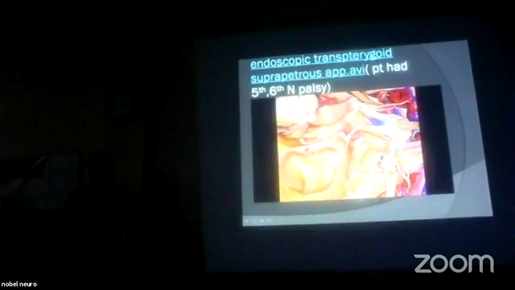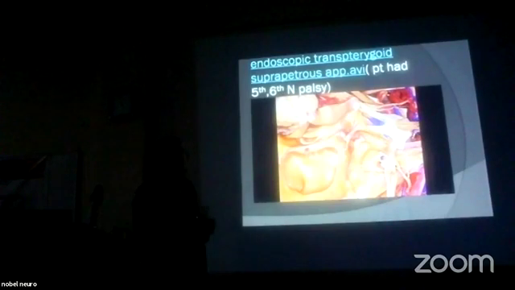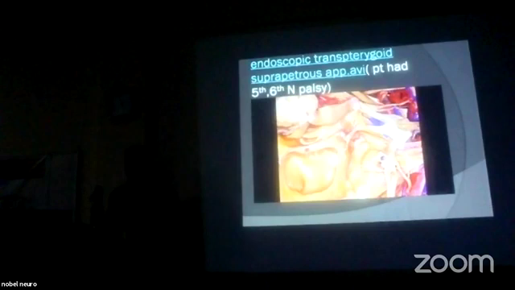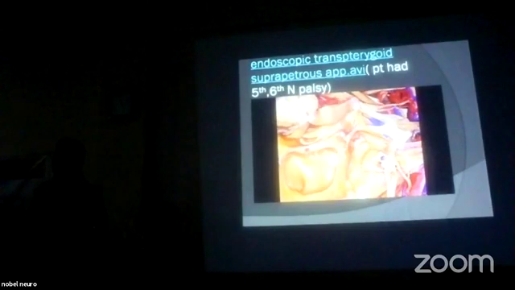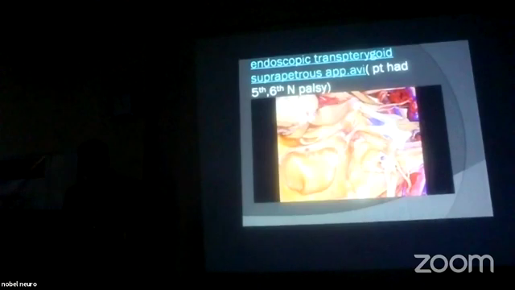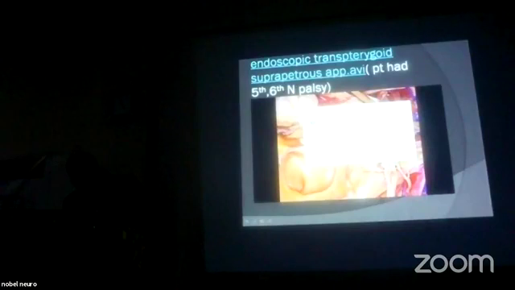So this 8-year-old child had complaints of recurrent 5th and 6th nerve palsies, which improved with steroids, but on stopping steroids, the nerve palsies came back again. So this is that lesion in the Meckel's cave region.